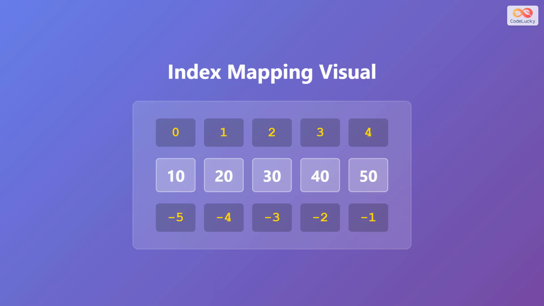Let's see how positive and negative indices map to the same array elements. Consider an array with 5 values: 10, 20, 30, 40, and 50. The positive indices are 0, 1, 2, 3, and 4, counting from left to right. The same elements can be accessed using negative indices -5, -4, -3, -2, and -1, counting from left to right. Notice that the last element can be accessed as either index 4 or index -1. This demonstrates that both indexing systems point to the exact same memory locations.